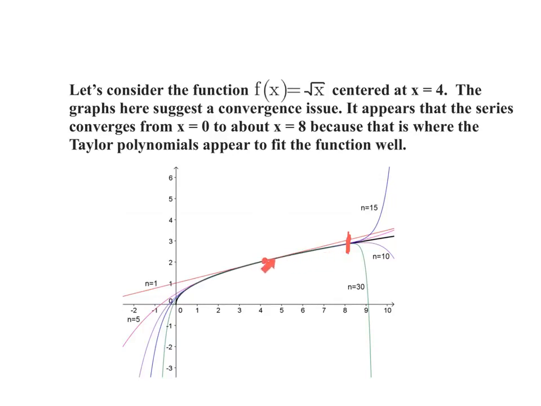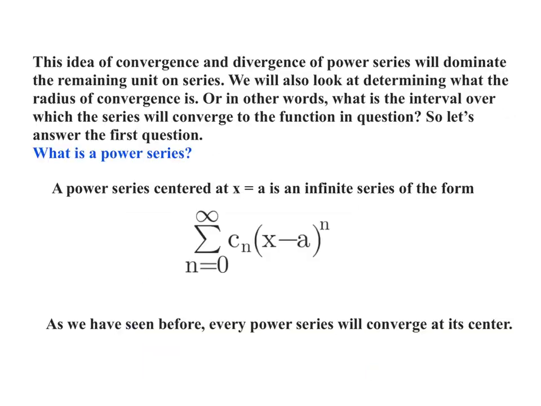So the radius of convergence here is 4. Okay. All right, so the idea of convergence and divergence of power series will dominate the remaining unit that we have on series. We're also going to look at determining what the radius of convergence is, or in other words, what is the interval over which the series converges to the function in question. So let's answer this first question.